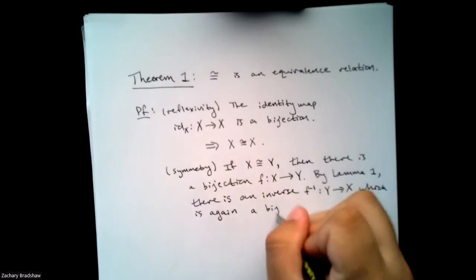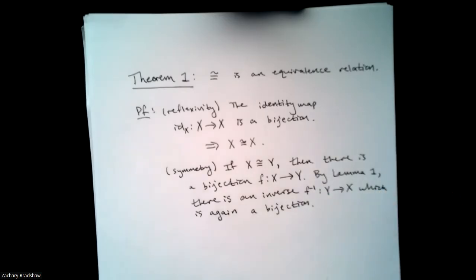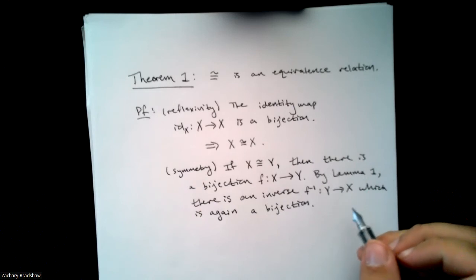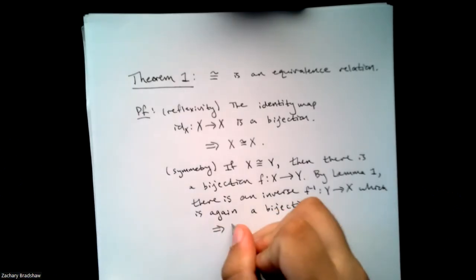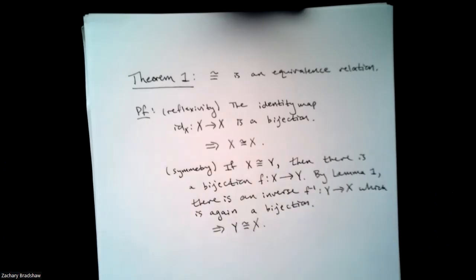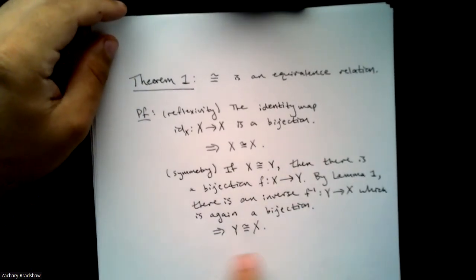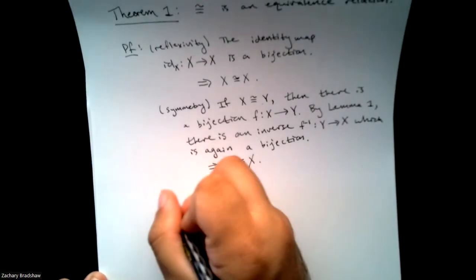a bijection. How do we know it's a bijection? Well, because F is an inverse for F inverse. So lemma 1 again tells us that F inverse is a bijection. Okay, but now we've established a bijection between Y and X in the other direction. That tells us that Y is isomorphic to X. So there's the symmetry. We have that if X is isomorphic to Y, then Y is isomorphic to X. And then finally, the last piece is the transitivity.